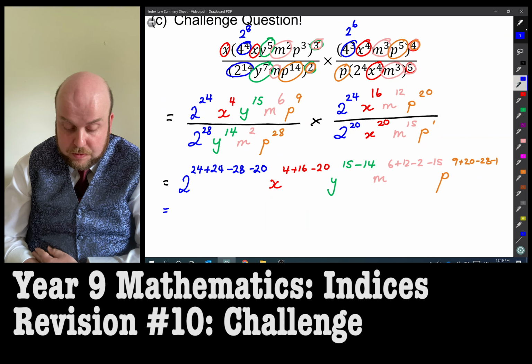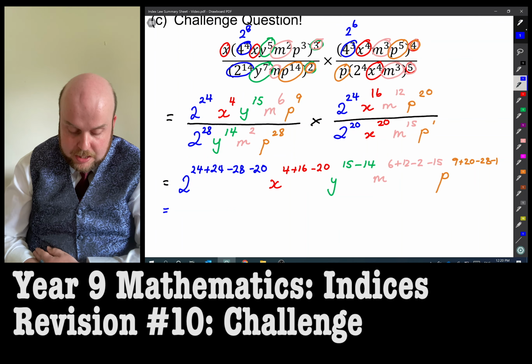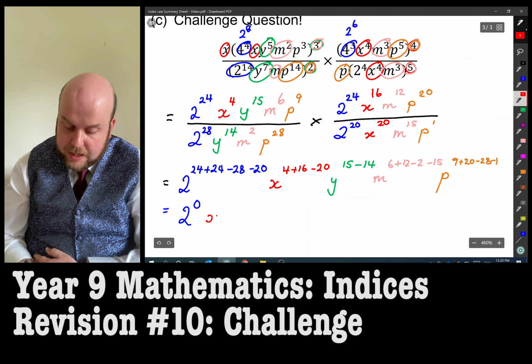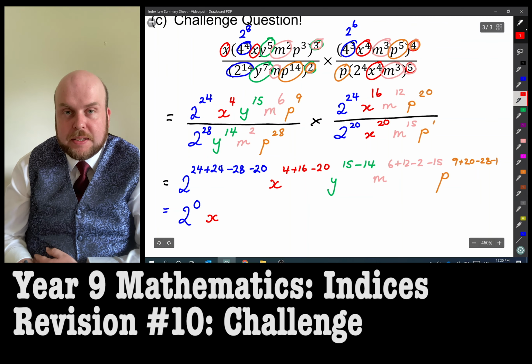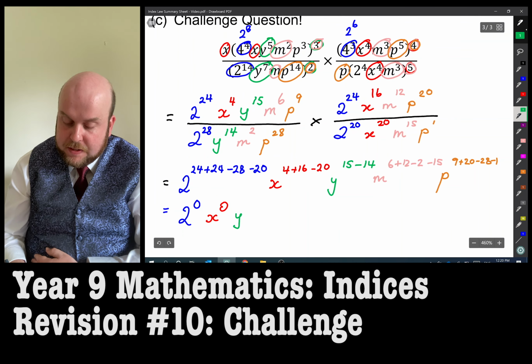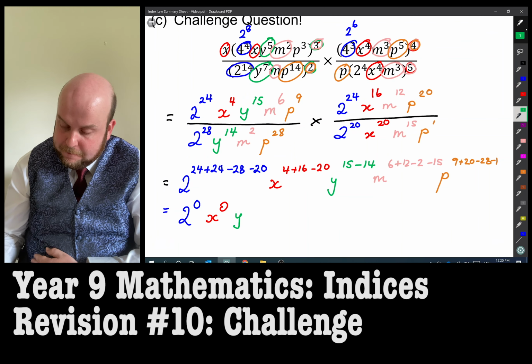24 plus 24 is 48. 48 take away 28 is 20. Take away 20 makes it 0. x to the power of 4 plus 16 is 20. Take away 20 is 0. y to the power of 15, take away 14 is 1.